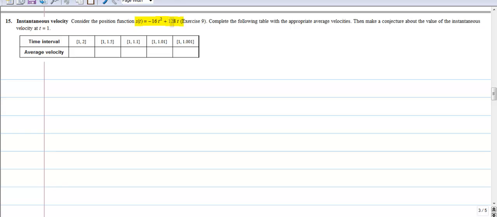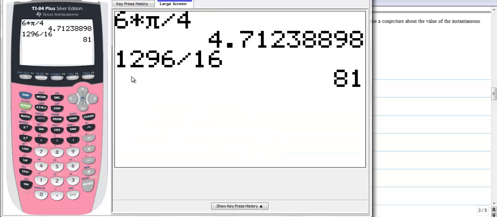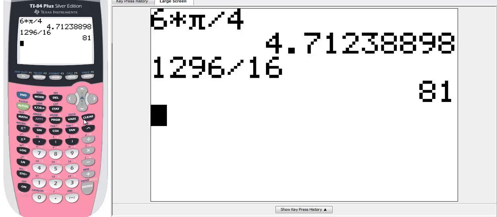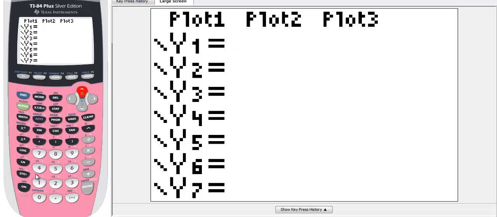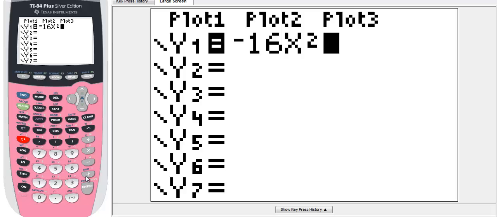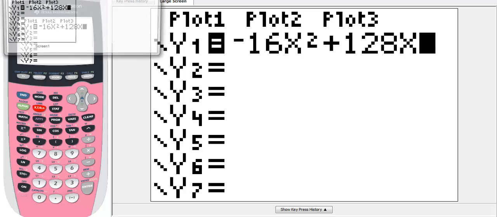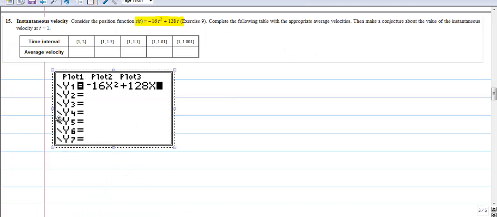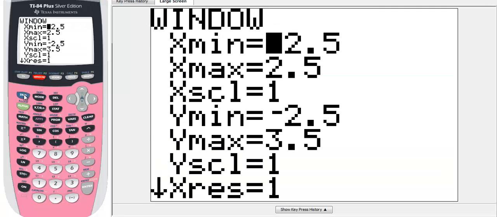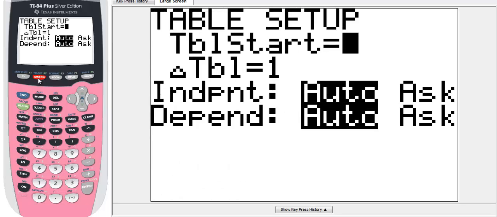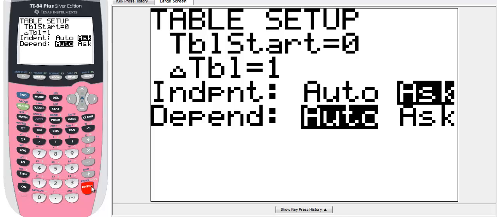So here's the function. I'm going to come in here and type in my function, clearing out this stuff: negative 16x squared plus 128x. Now, what I'm going to do is go to my window button. Not my window, I'm sorry. I'm going to go to my second table button and change it from automatic to ask.